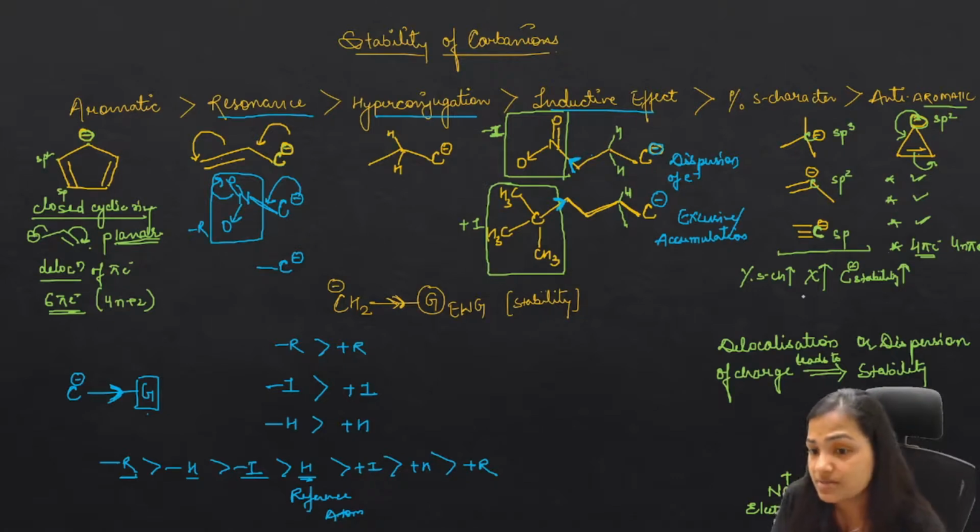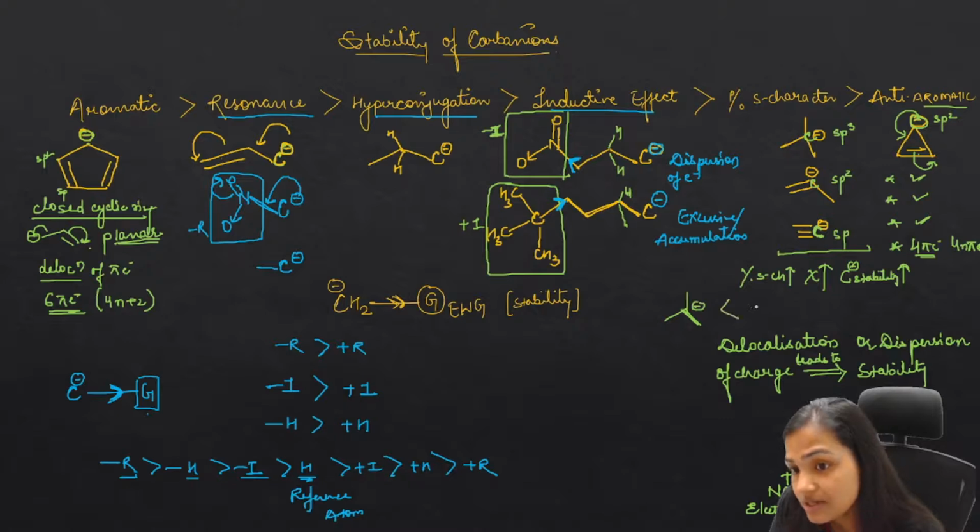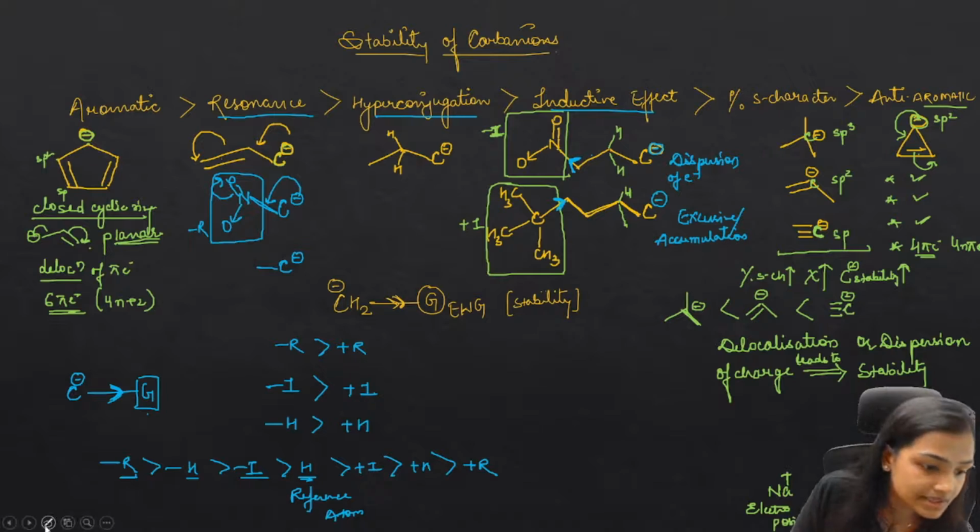Okay, so if you ask me about the stability order, the carbon with this particular negative charge is less stable than the carbon with this negative charge, and the carbon with this as a negative charge. Why? The reason is very clear. Again, you can write it.